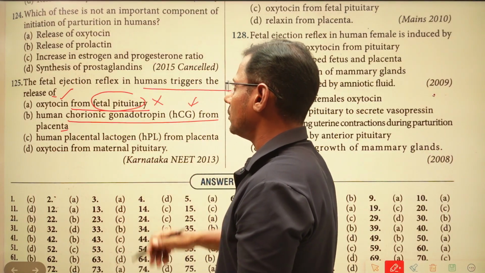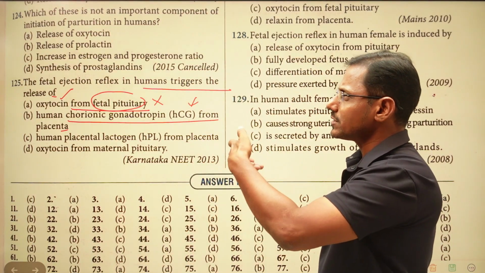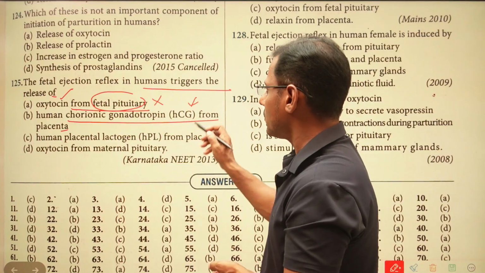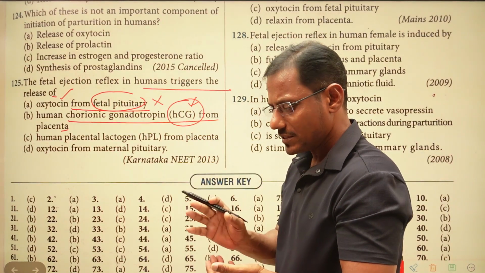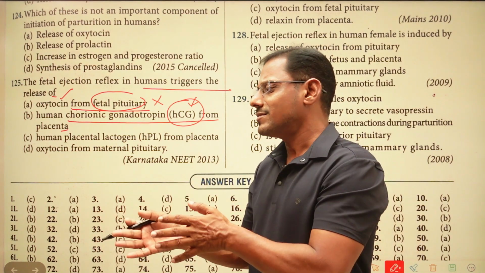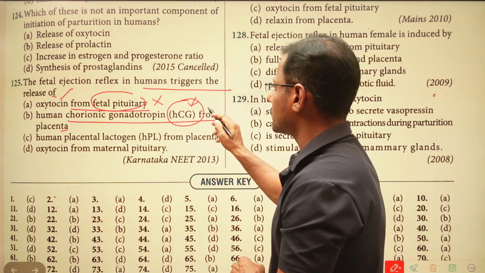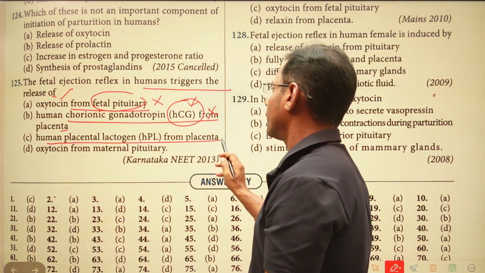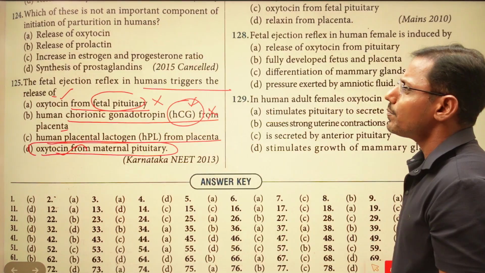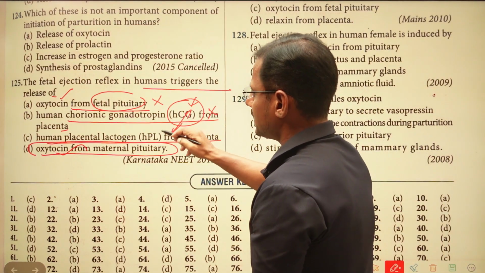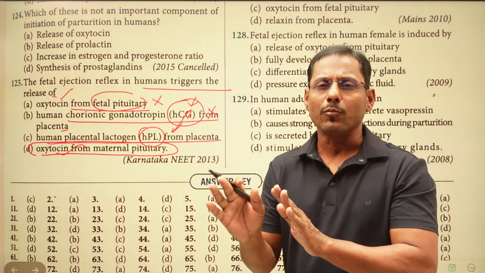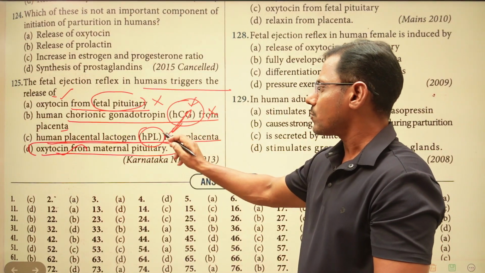This is not going to play a vital role in the parturition process, because HCG is a hormone released by the placenta which accommodates the pregnancy and sees that the pregnancy continues. So this is not the right one. And human placental lactogen from the placenta, oxytocin from the maternal pituitary. This is the right option here, oxytocin from the maternal pituitary. Both hormones, HCG and HPL, are released by the placenta, which sees that the pregnancy continues in a proper and healthy way.